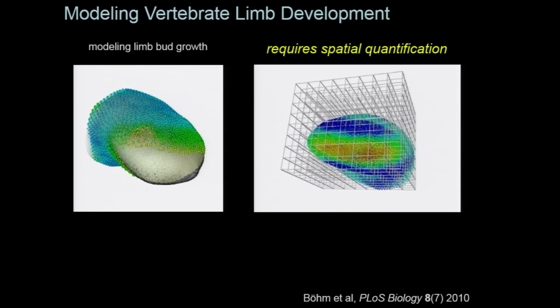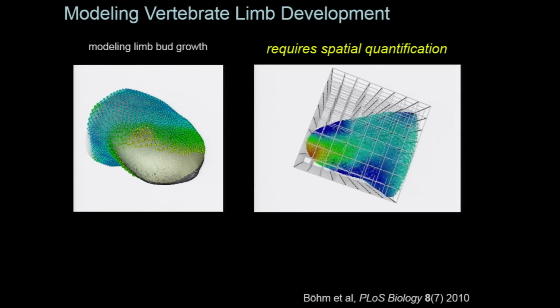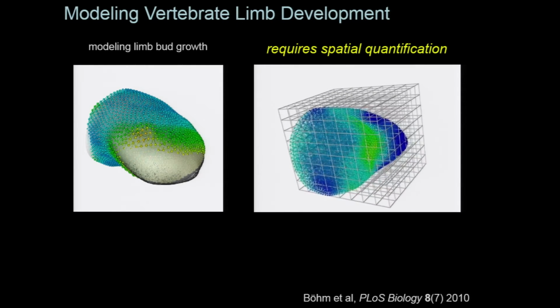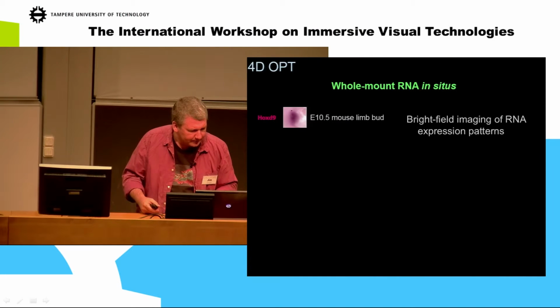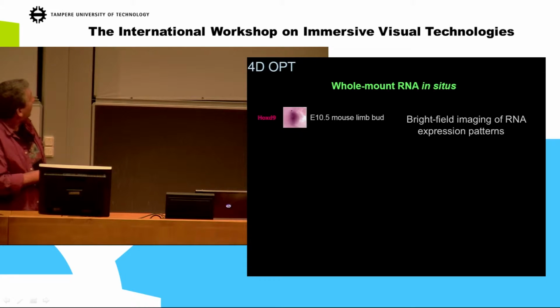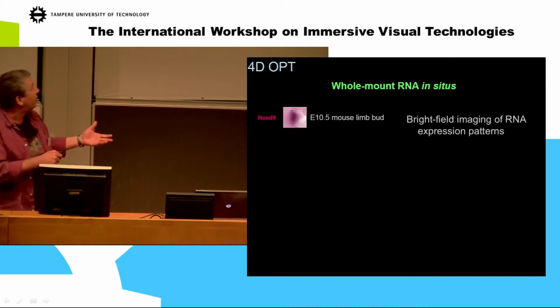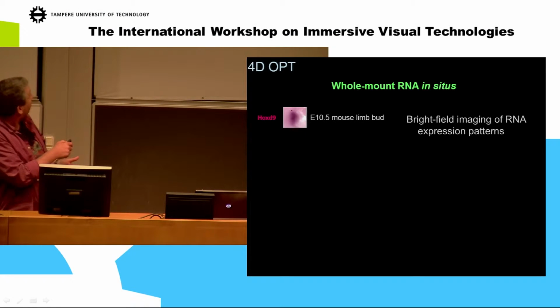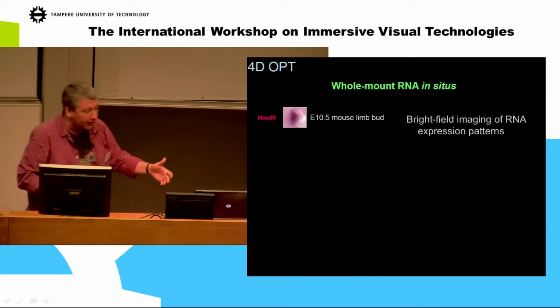We need spatial quantification of things like gene expression patterns, growth rates, the actual shape of the limb. So that's why we're doing this sort of 3D imaging. This is just one part of what we need to collect, but the standard method for looking at gene expression is doing RNA in situs, which basically put a dark stain in the sample where the RNA for a given gene is expressed. So this is too small to see much, but you'll get the idea in a moment. This is a limb bud at a certain stage, labeled for the gene HOXD9.